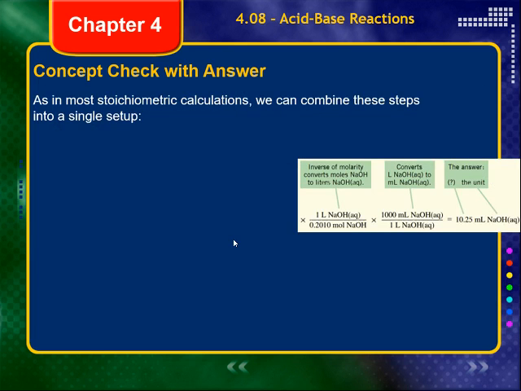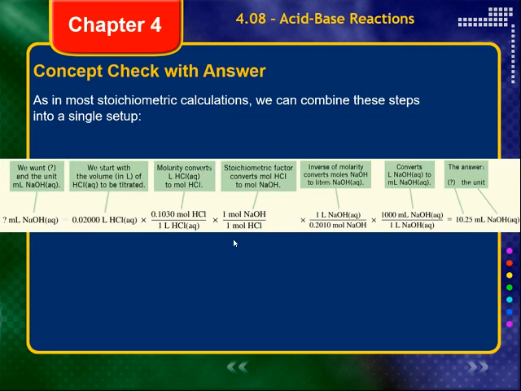Here's another one, I'll give you the answer. As in most stoichiometric calculations, we can combine these steps, okay? I'm sorry, I was mistaken. We're talking about the same thing here. Same problem, I should say, referring to what we just worked on. We want this milliliters of NaOH.